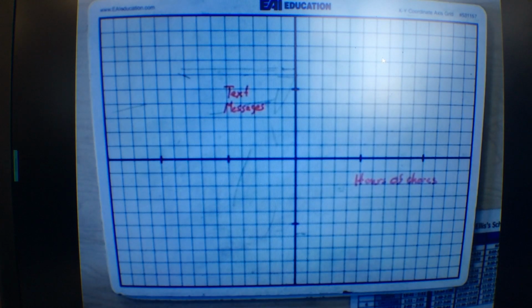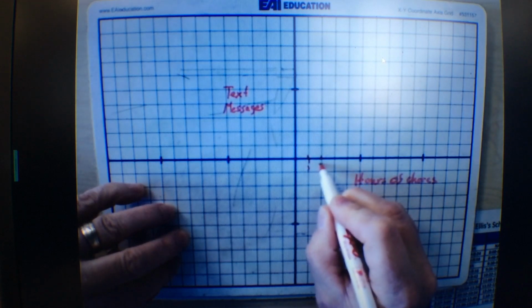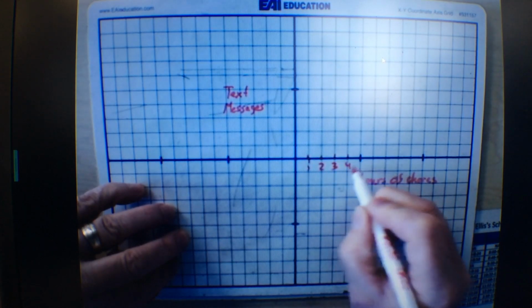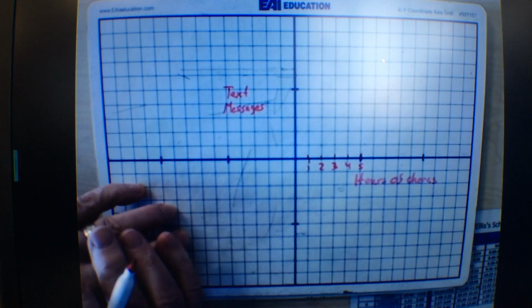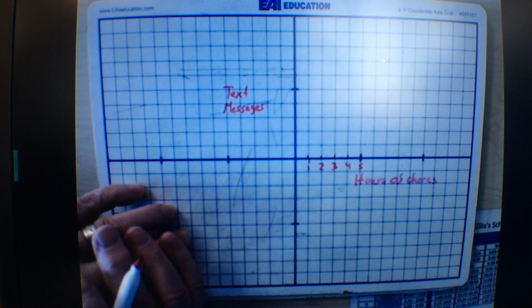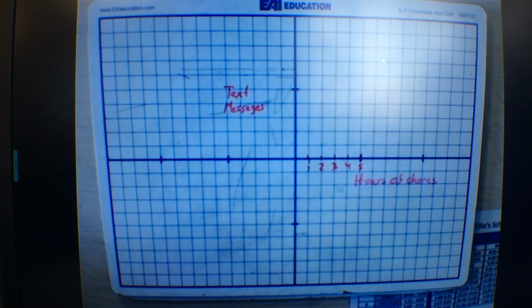Now, you'll notice that the hours of chores are very small numbers, aren't they? Okay, so what we're going to do is we're going to break the y-axis up, but we're not going to break the x-axis up. So I'm just going to say this is 1, this is 2, this is 3, this is 4. I don't know how many hours is the biggest one. 4.5, right? So am I done? Yeah. Now the y is totally different. The y starts at 120, right? All right.